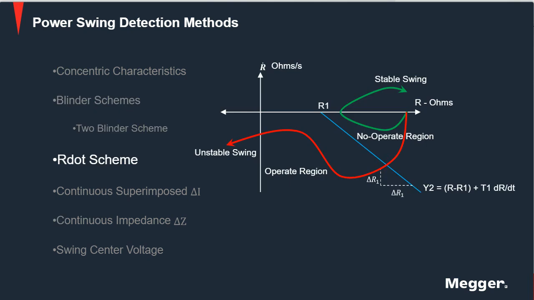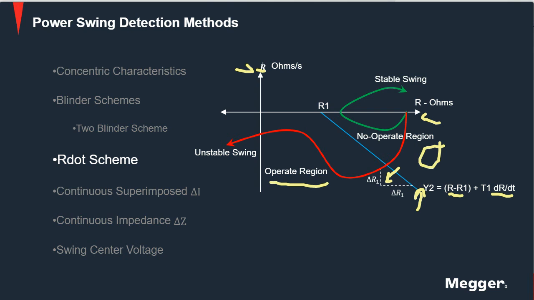Another scheme that's not that popular, but it's mentioned by everybody, is the R-dot. R-dot in this case just means the derivative of the resistance over time. You create a plane in which you have the derivative of the resistance and the resistance itself, and then you create a function, this line here, which is a function of that resistance and the rate of change of the resistance. If you are under the characteristic here, this is the area where you have to operate, and this would be the area where you don't have to operate.